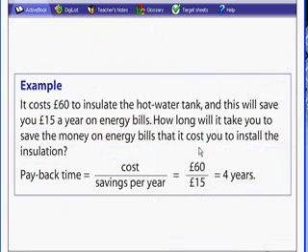If you want a formula which you can learn and revise to take into the exam, this is the formula you need to look at. The example is of the hot water tank. It costs £60 to insulate a hot water tank, and you will save £15 every year. As a result, if we take the cost, the initial outlay, which is £60, and divide that by the savings per year, we see it will take 4 years to save the money we initially laid out. That is the payback time.